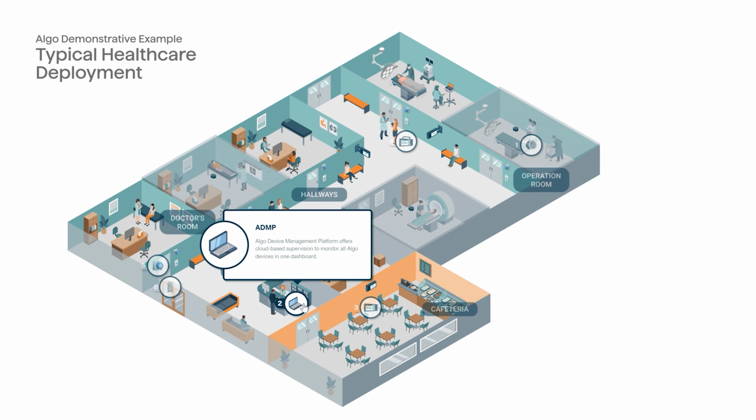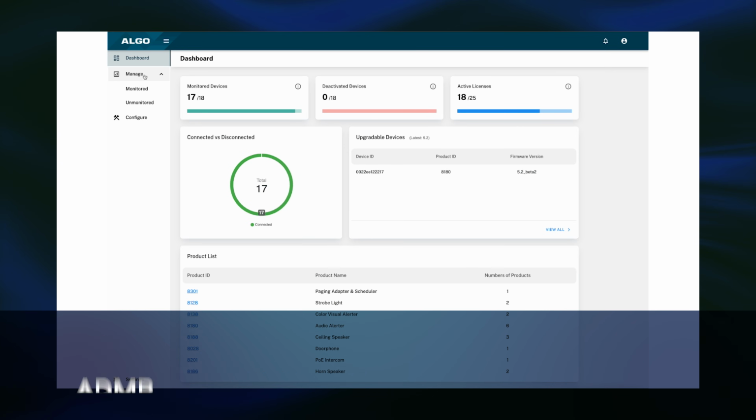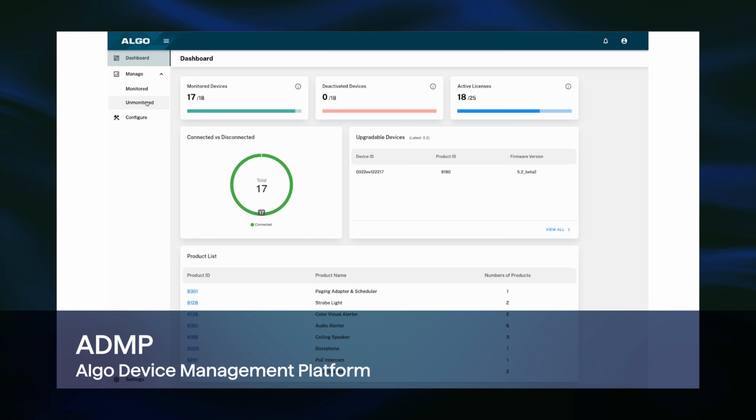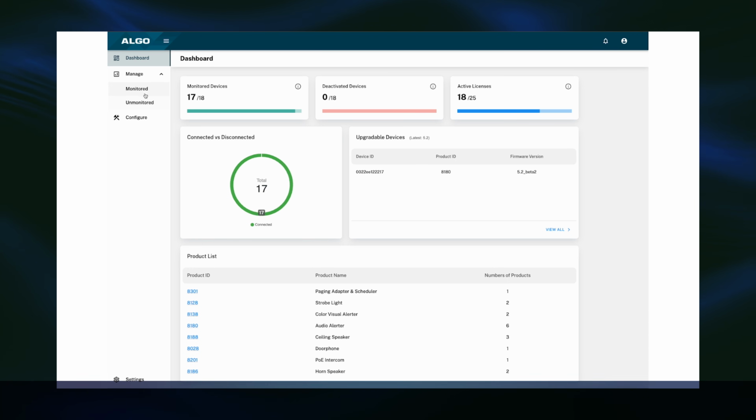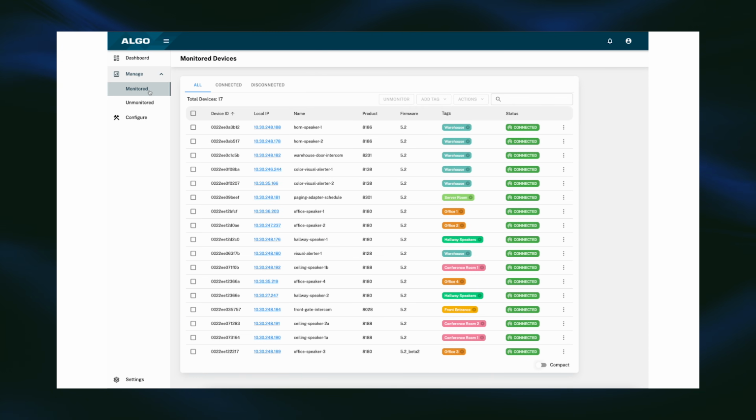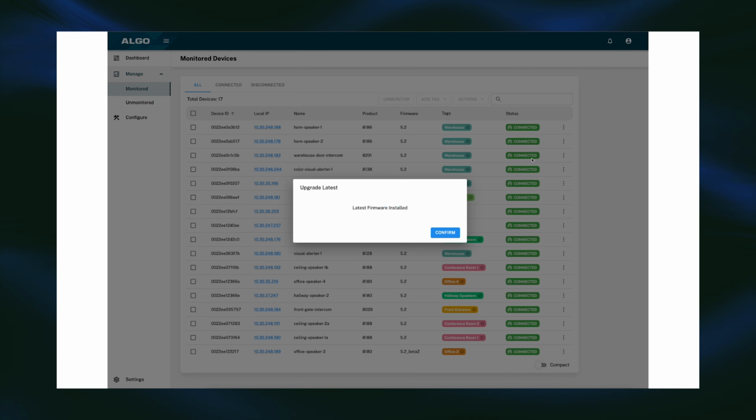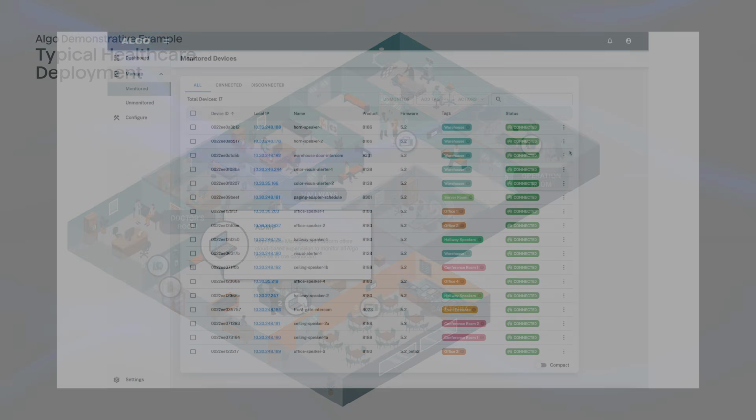The idea behind this, ADMP allows for supervision, monitoring, and control of Algo IP endpoints in larger deployments. So ease of monitoring, of course, ensuring the system is operational, being notified if a device goes offline or unreachable for any reason, easily changing settings, upgrading firmware, and so on.